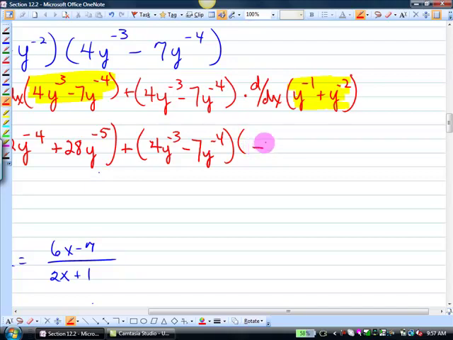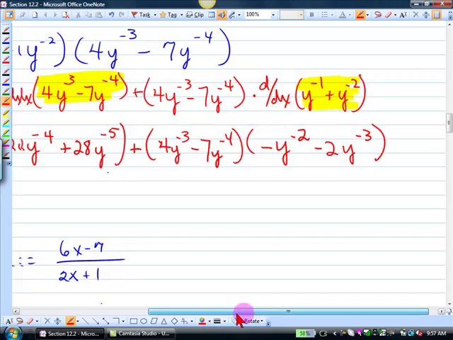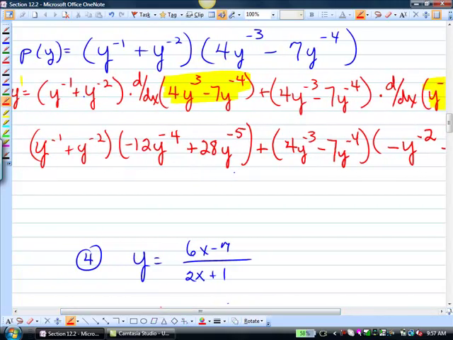But isn't it negative y to the negative 2? Yes. Okay. All right, you have to be careful with those signs. And then you've got to multiply. That just looks ugly, doesn't it? Okay.